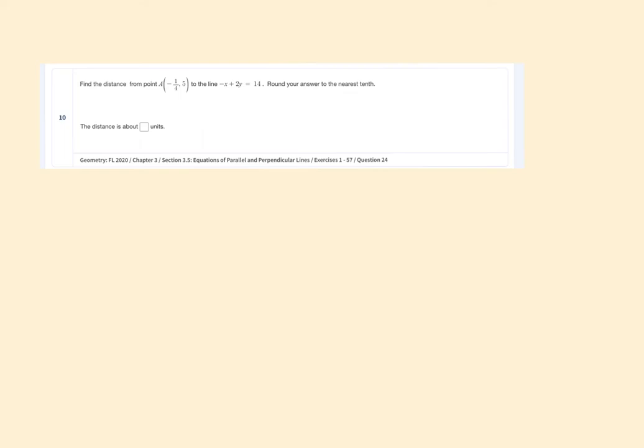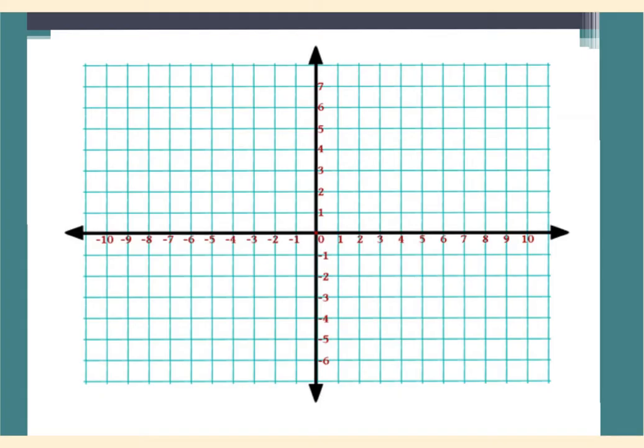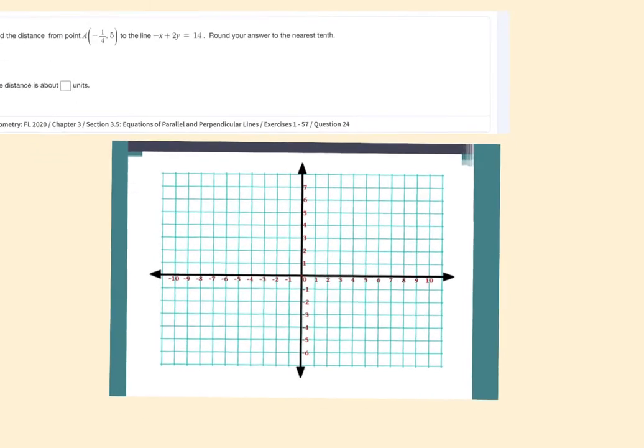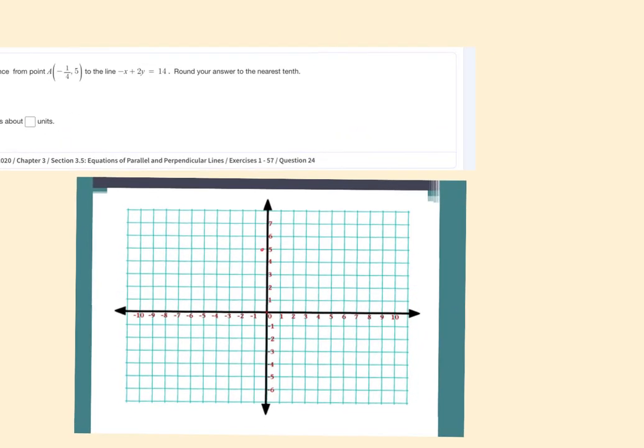So number 10 is like the last example that we did in the notes, right? Where you're given a point and you're given a line. The hard part about this one is that it's a fraction. If the question is on the test, I told you Friday that you would have a coordinate plane. It says the distance from point A, which is (-1/4, 5), which is about there, to the line -x + 2y = 14, which means I have to rearrange this.